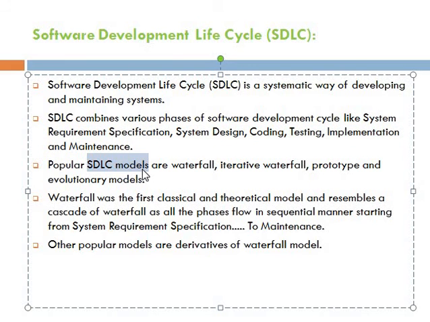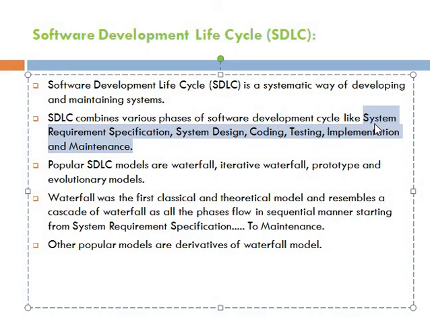Now there are different types of models that implement the software development life cycle. The popular ones are the waterfall model, iterative waterfall model, prototype model, and the evolutionary model. Waterfall was the first classical and theoretical model and resembles a cascade of waterfall, as all the phases flow in sequential manner starting from system requirement specification till the maintenance.